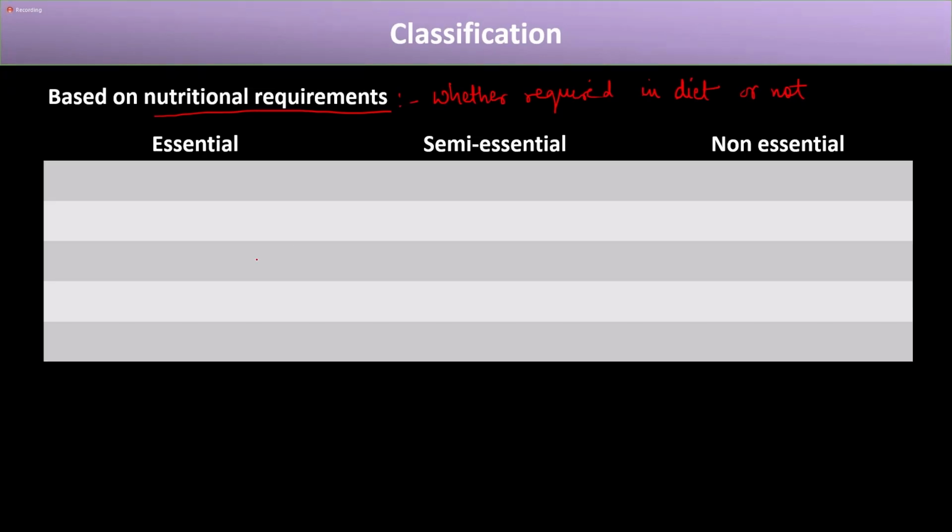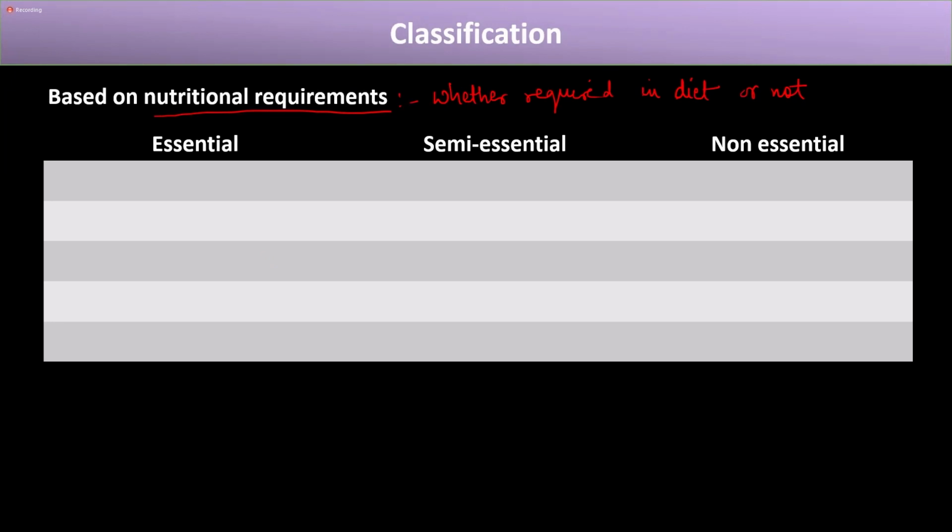What do I mean by nutritional requirement? Whether they are required in the diet or not. Based on this, we have three categories of amino acids. The first one is essential, the second is semi-essential, and third is non-essential.